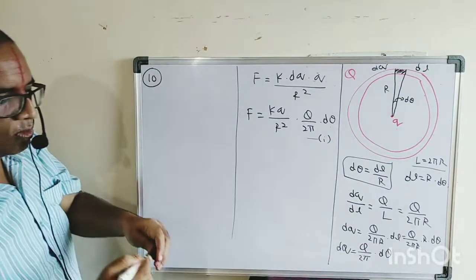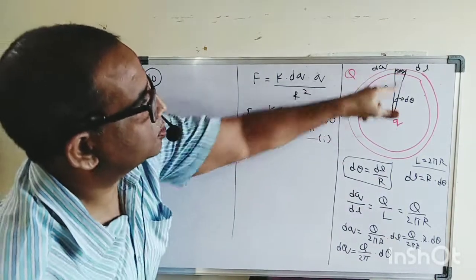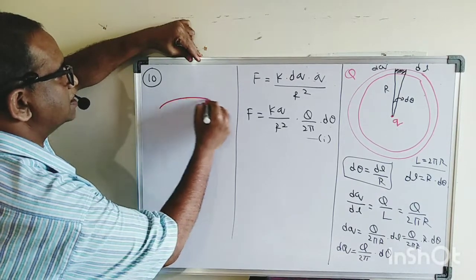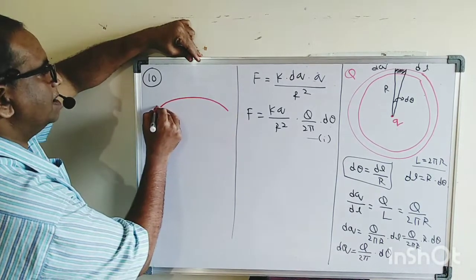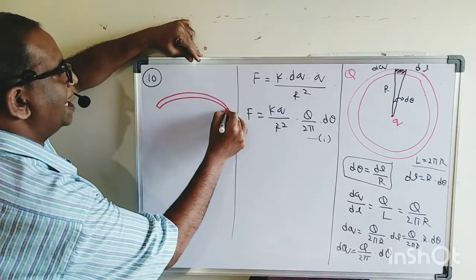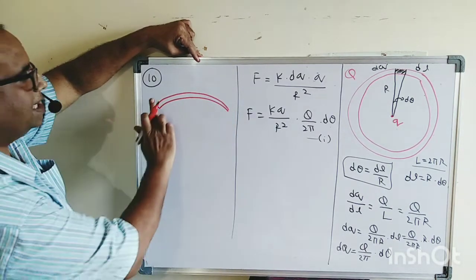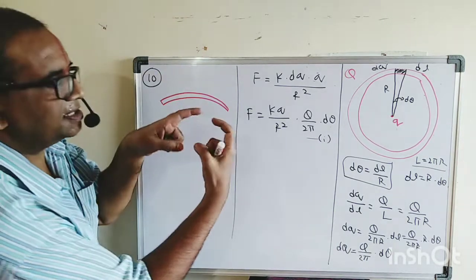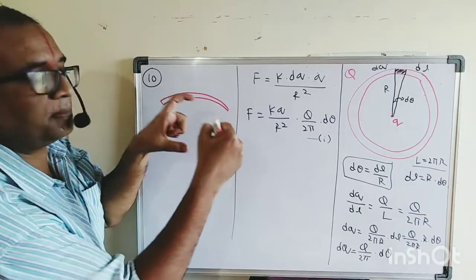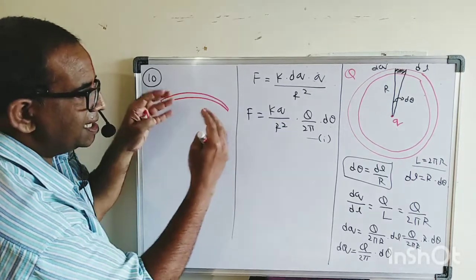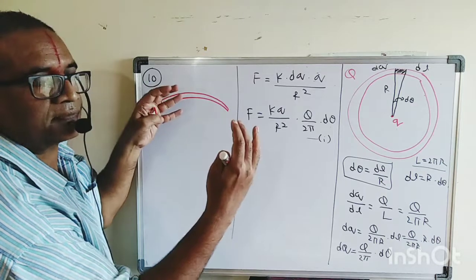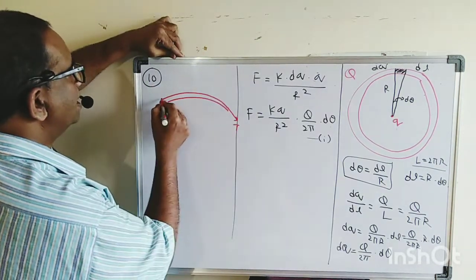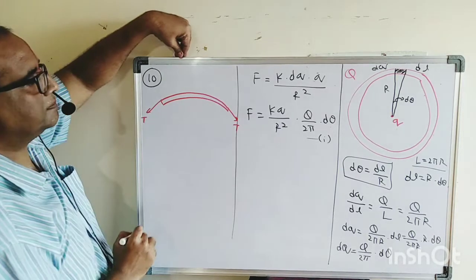Observe here carefully. The small length, whatever we got, I will take it. Let us take it like this, I have just magnified that one. Observe here carefully, what is this small length doing now? Due to the charge present in the middle, the tension is acting on that. Therefore, the tension will be T this side, and the tension will be T this side.